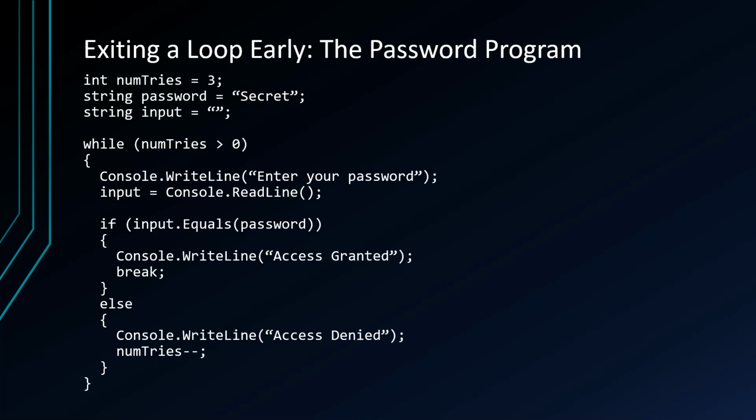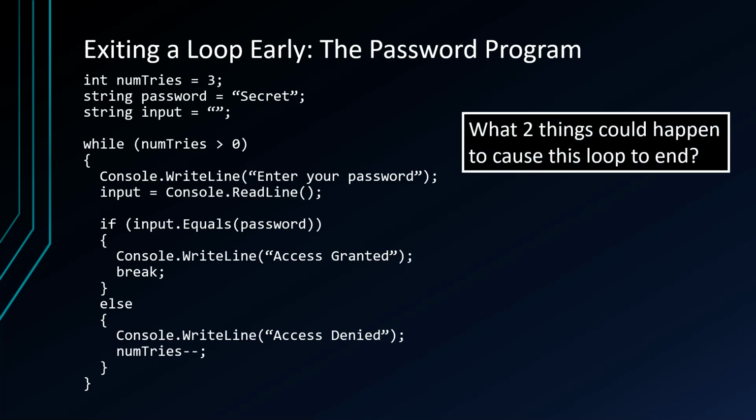Inside the loop, what are we doing? Well, we're going to ask them for their password. If they get the password correct, we're going to say access granted and break. Otherwise, if they got it wrong, we're going to say access denied, and we're going to reduce our numTries variable. So now numTries goes down to 2. If they get it wrong again, it's going to go down to 1. If they get it wrong again, it's going to go down to 0. And then it's not going to get in the loop anymore.